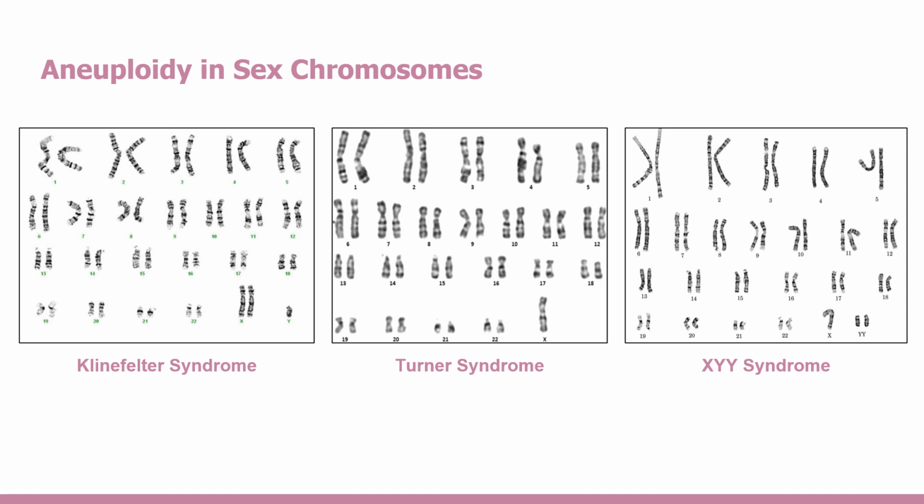So by looking at all these karyotypes, we do see Klinefelter syndrome here with that extra X chromosome. We have Turner syndrome here with just one X chromosome. And then we have the XYY syndrome with an extra Y chromosome.